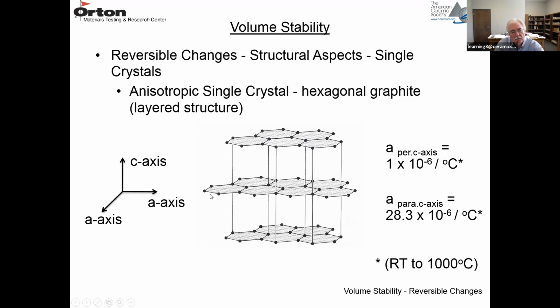If you're looking at the thermal expansion in the A direction, it's 1 × 10⁻⁶. There's very strong covalent bonding in these layers, so very low thermal expansion. But if you're looking in the C direction, parallel to the C-axis, it's 28.3 × 10⁻⁶. So it's about 28 times higher in this direction than in this direction. And these are average coefficients from room temperature to 1,000 degrees C. So if it's not a cubic crystal, you're going to have this anisotropic behavior in the thermal expansion coefficients.